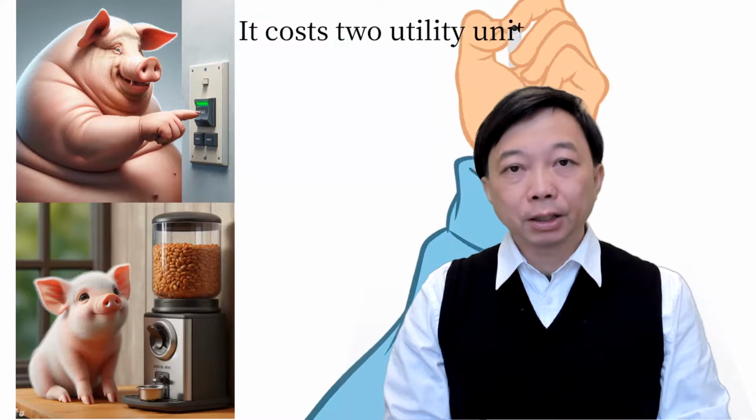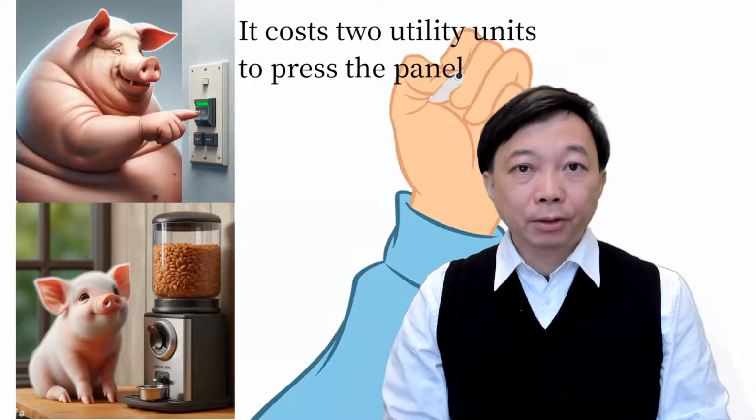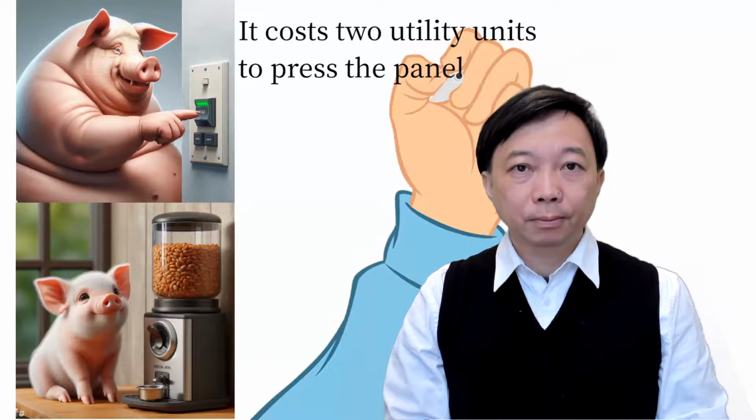It takes time for the pig who presses the panel to reach the food dispenser. So, the pig who waits beside the food dispenser will eat the food first. In other words, if the big pig pushes the panel, the small pig can eat the food first. If the small pig presses the panel, the big pig can eat the food first. It costs 2 utility units to press the panel, and the food dispensed is 10 utility units.